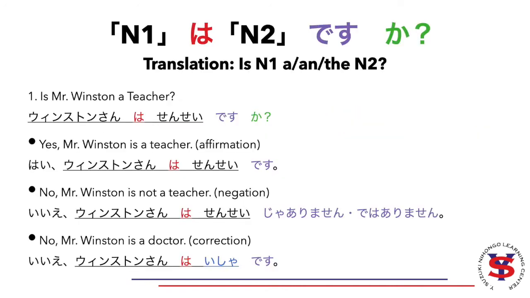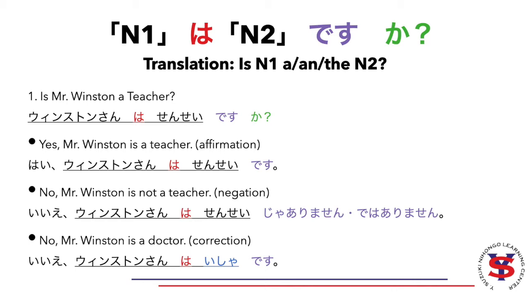For the first example, you are being asked if Mr. Winston is a teacher. Winston-san wa sensei desu ka? Notice the underline on the N1, wa, N2 pattern on the question. When being asked a question in Japanese, you could use the same topic and predicate from the N1, wa, N2 pattern on the question in your response. Look at the first pattern.